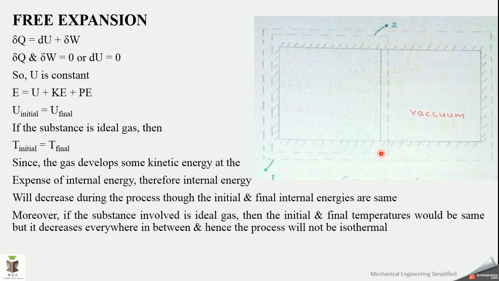If in this we make a partition, on one side of the partition there is a gas. You can take it as an ideal gas or any other gas, but we will consider it as an ideal gas. And this side it is vacuum, and this is just a simple partition. We have taken this hole as boundary 1, and this hole as boundary 2.